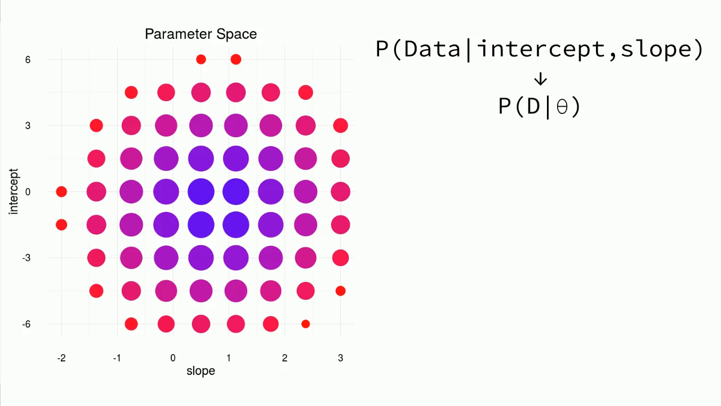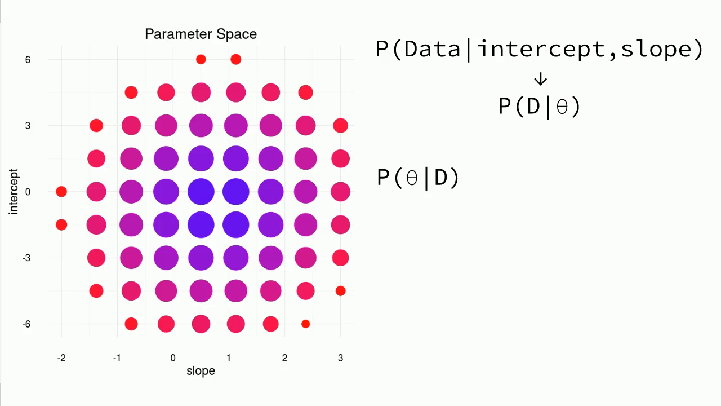That is, the likelihood of the data D given a parameter combination theta. But as we said before in this tutorial, we're not really interested in the probability of the data. We know what the data is. What we want to know is the probability of different parameter combinations given the data.